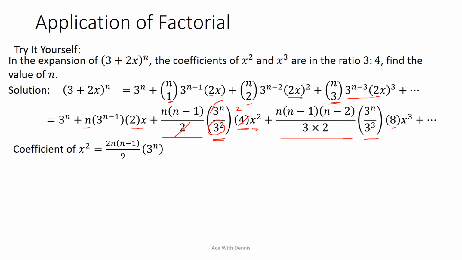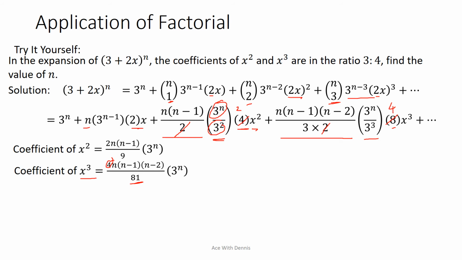3^n is here. Now the next one, the coefficient of x cubed. From here we can simplify, right? It becomes 4n times (n minus 1) times (n minus 2) over 81 times 3^n. The reason is that the 2 can cancel with the 8, becoming 4. So that's why you have the 4 here. Here 3 cubed times 3, you get 81. The remaining is the same, you just copy n times (n minus 1) times (n minus 2). So this is the coefficient of x cubed.